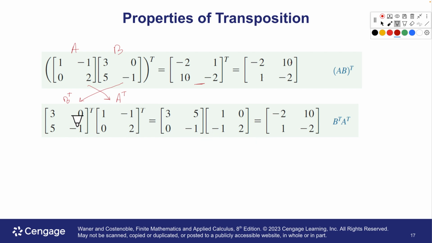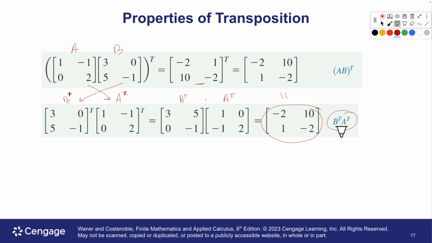Well, sorry, let me back up. This is not the transpose. This is just B, and this is A. We're not multiplying yet. We're going to take their transpose. This is the transpose of B. This is the transpose of A over here. When we multiply, we get the same thing. So these two are equal. So what we've just done in a way is show that the transpose of A times B gives us the same result as B transpose times A transpose.